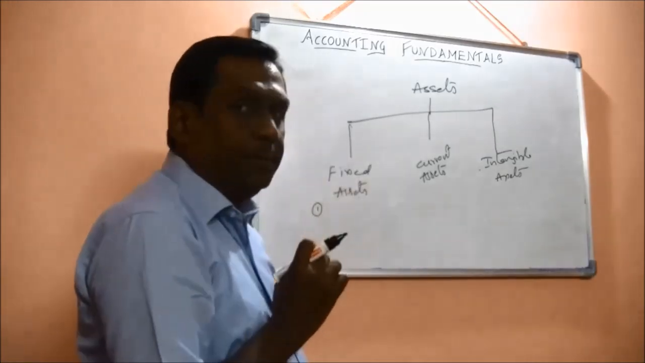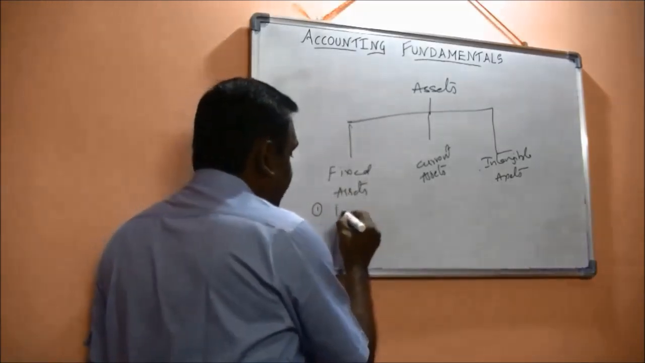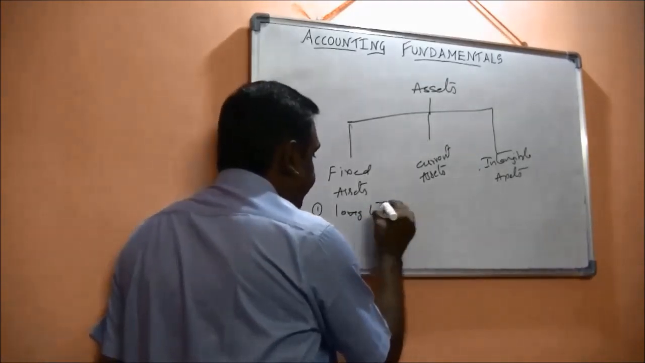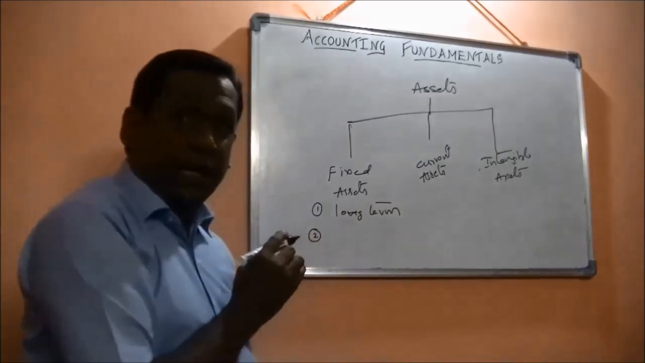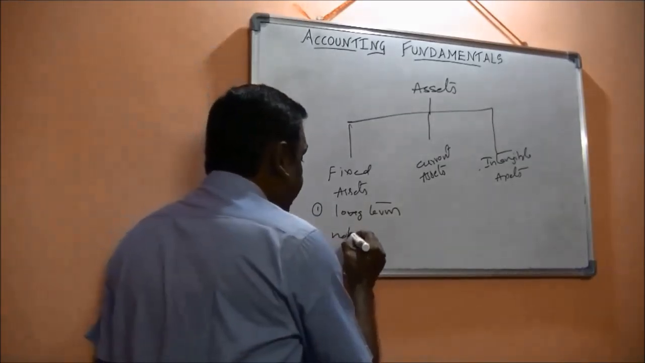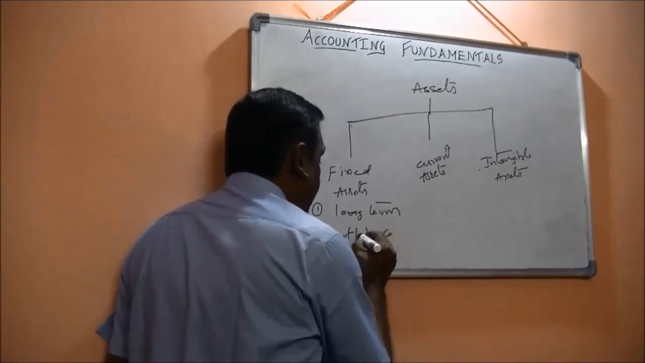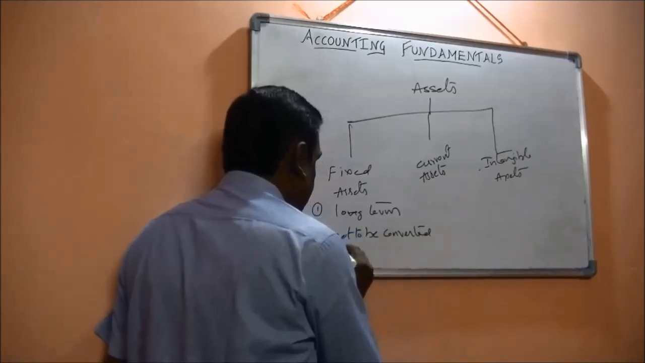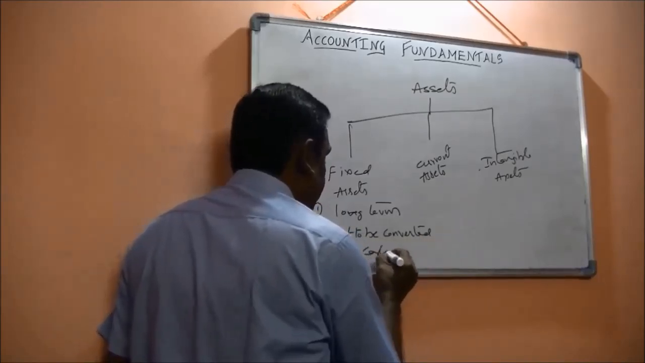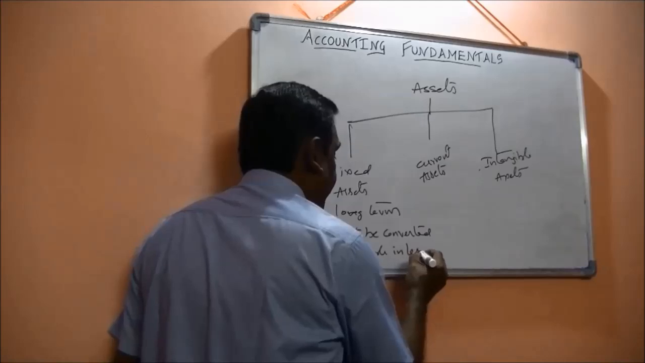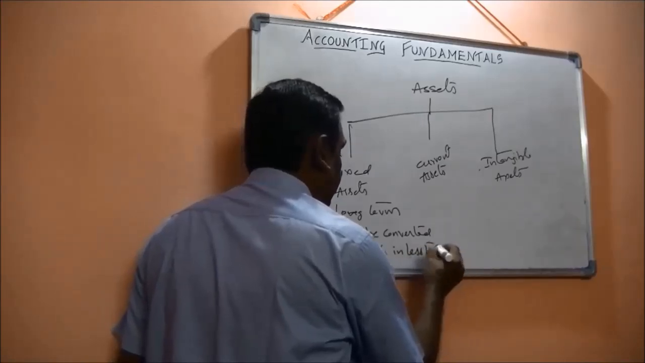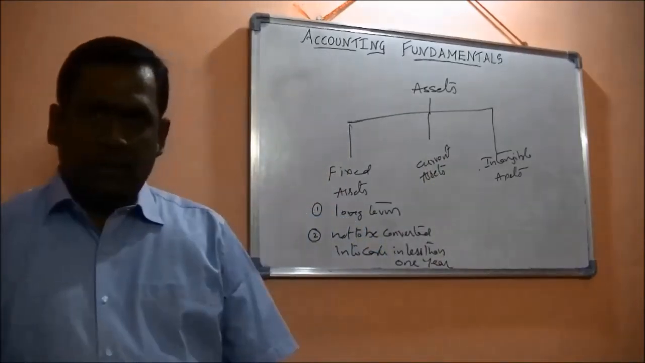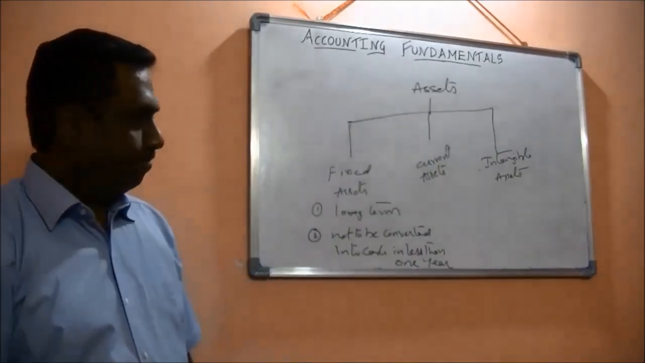Let me put it into simple points. Purchased for long term and expected not to be converted into cash in less than 1 year. This is called a fixed asset.